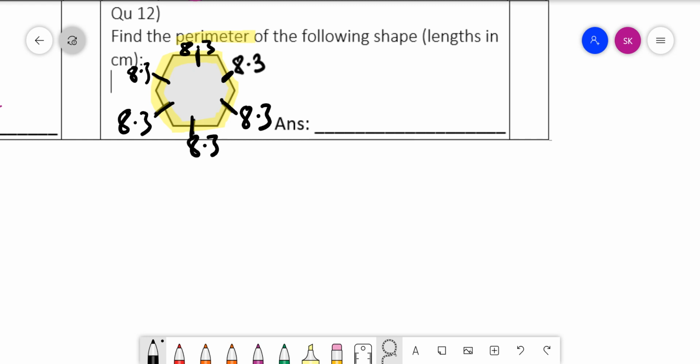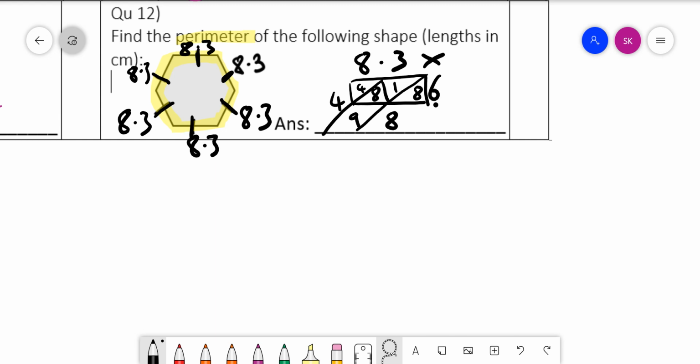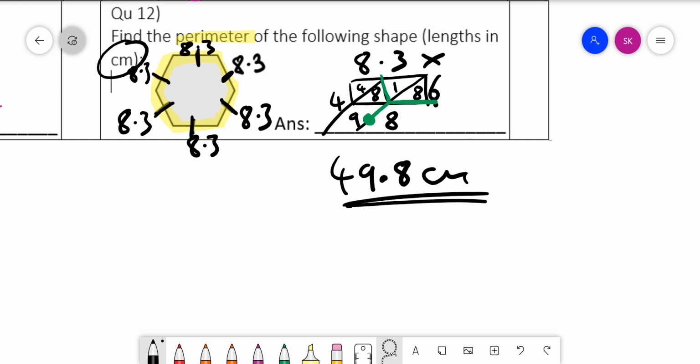And so to find the total perimeter, I could either add up 8.3 6 times, or I could just do 8.3 times 6. I like my gelosia, I'm good at it, so I'm going to do gelosia. Decimal points meet here. So the answer is 49.8 centimeters, because we are finding perimeter and the lengths are in centimeters.